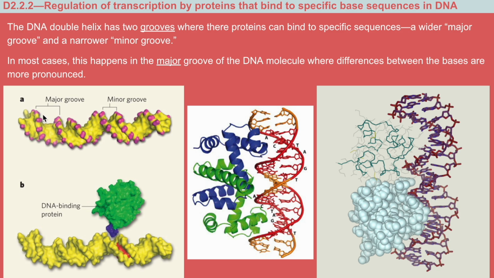Now note that this double helix has what is called the major groove and the minor groove. Okay, the major groove is wider, the minor groove is narrower. Okay, and in most cases, those DNA binding proteins are going to bind to a major groove, okay, as shown in these two images. Okay, but sometimes it can bind to a minor groove.